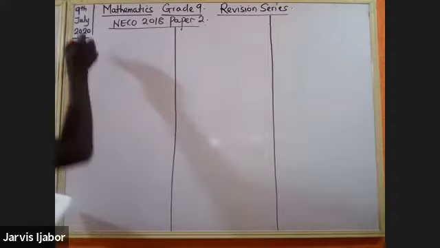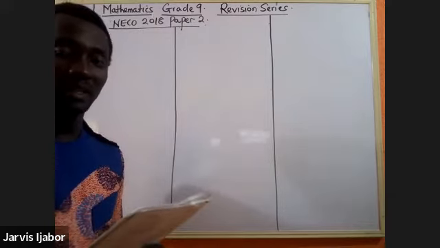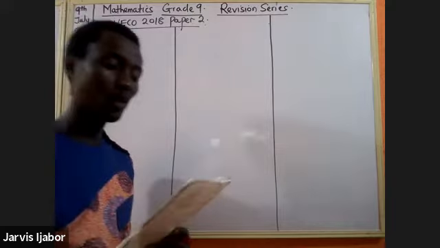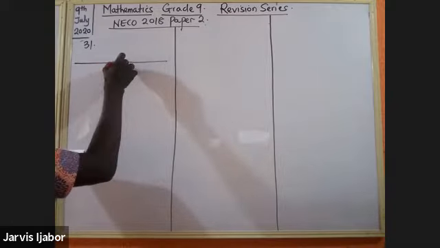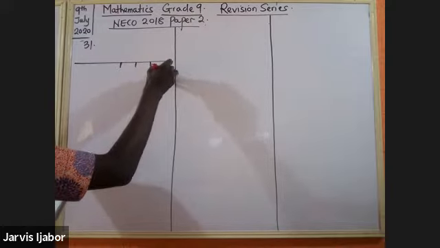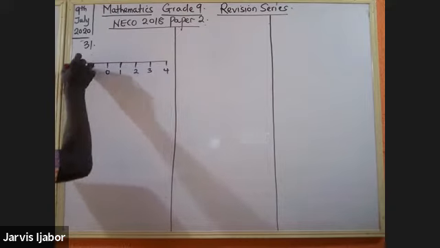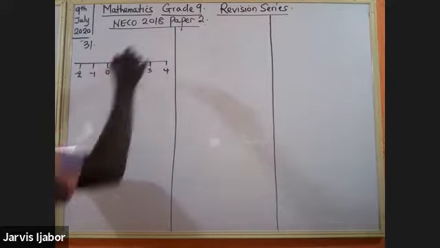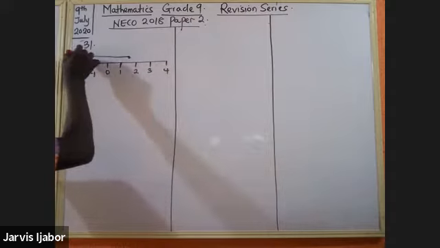Question 31 focuses on your knowledge of inequality. Now you're given a number line here. This is what the number line looks like. I'm just trying to put this out on the board, starting from somewhere between 1 and 2, colored, moving in this direction.